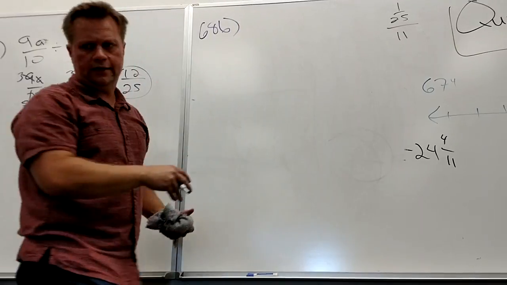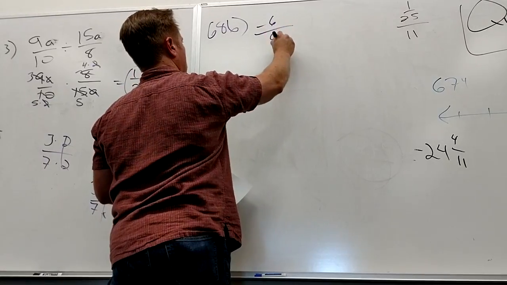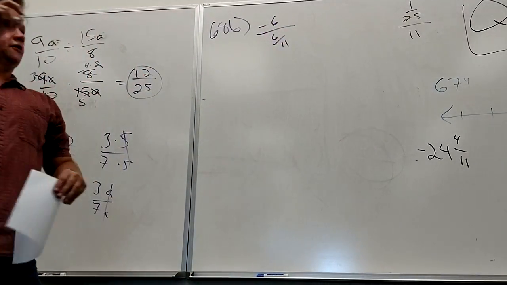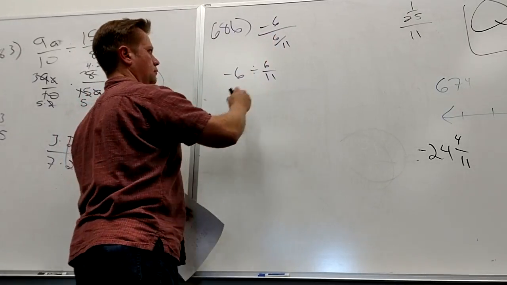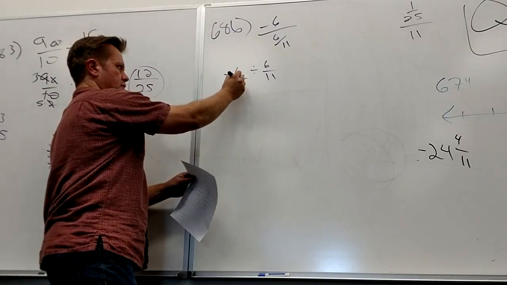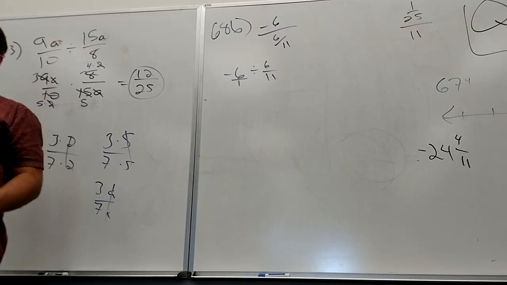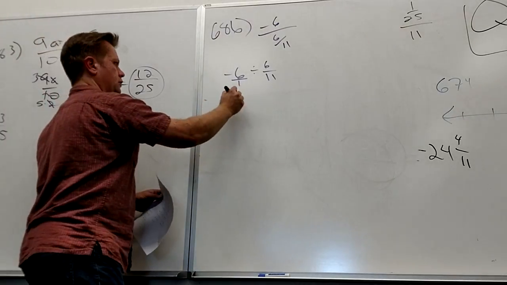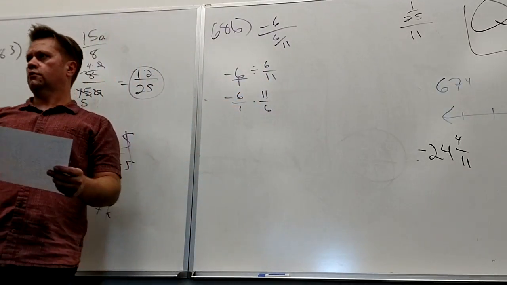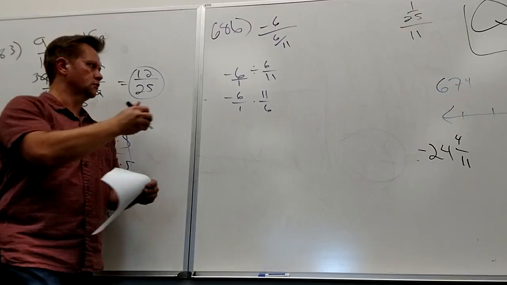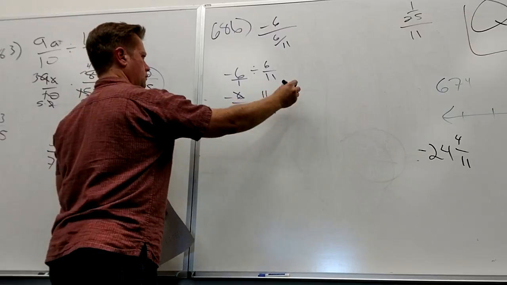How do I rewrite negative 6 divided by 6 over 11 so it's easier? Negative 6 over 1, divided by 6 over 11. Now you flip it and multiply. Negative 6 over 1 times 11 over 6. And simplify. What cancels? The 6. The answer is negative 11.